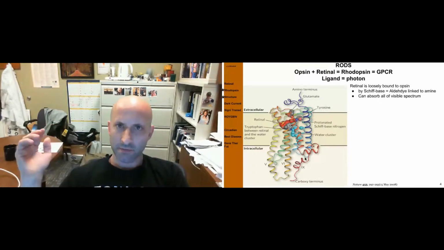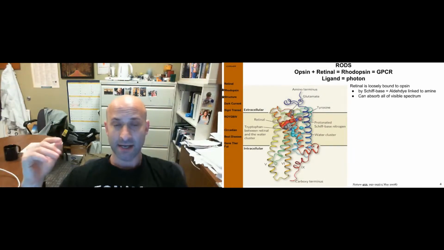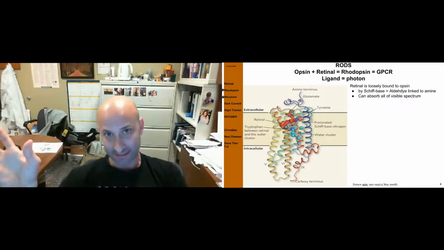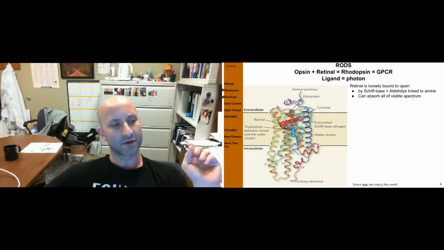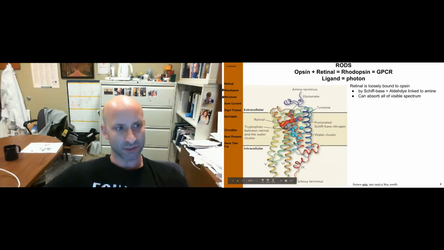So we're going to go through the rods, but the cone is basically the exact same thing. So here's the structure of rhodopsin, and inside here, in the van der Waals surface, the ball model is retinal. And so the difference between the rods and the cones is in the protein structure. So this protein is called an opsin.